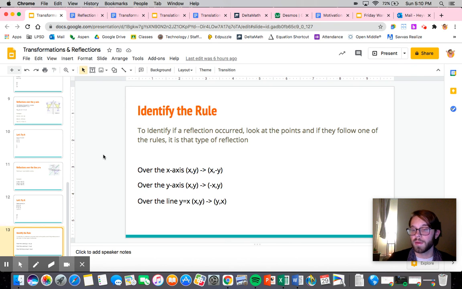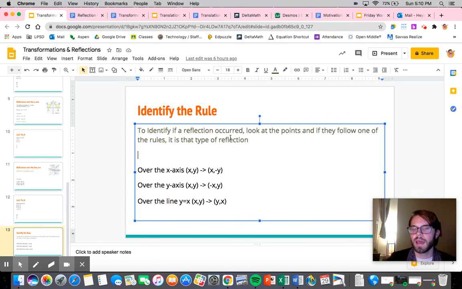And finally, let's say you were given something and you were just told that a reflection occurred. Basically, all you're going to do in that instance is look and ask, does it follow any of these rules? If it does, it would be a reflection over the x-axis, a reflection over the y-axis, or a reflection over the line y equals x, all right? So those are just some things to consider. If you ever see that x and y are switching, you would know it's y equals x. That's what you're flipping over. If you see that x has changed signs or that y has changed signs, you know it'd be over one of the axes. All right, so let me know if you have any questions and have a great day.